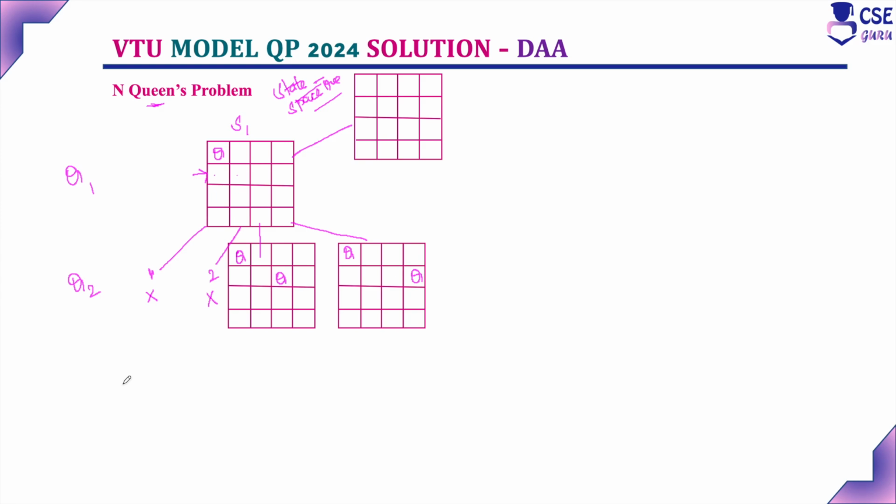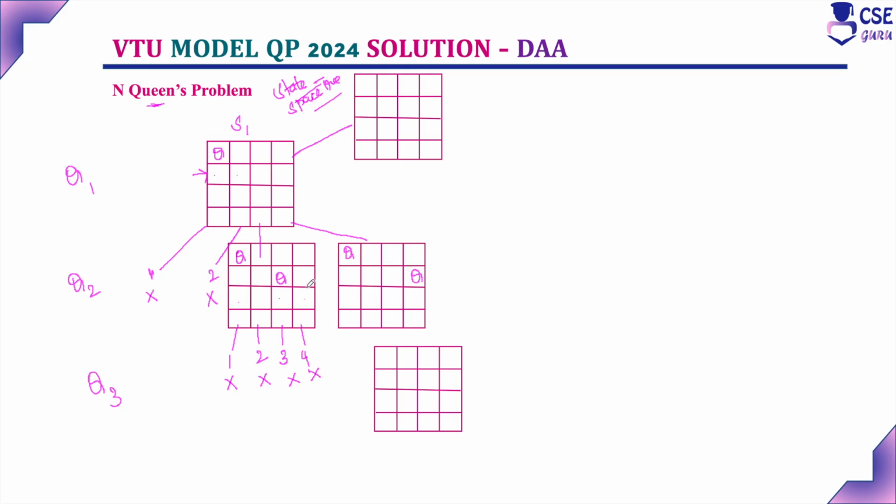And next is the third queen. If we are placing the third queen here in the first column, it will attack each other. In the second column, it is a diagonal attack. In the third column, it is a column attack, and the fourth column is also a dead end. So the first position you cannot place, the second position is not possible, the third position is not possible, and the fourth position is also not possible. So in this case you cannot place.